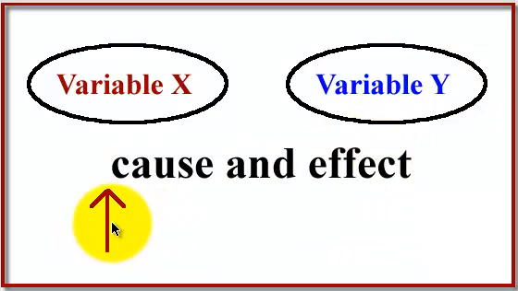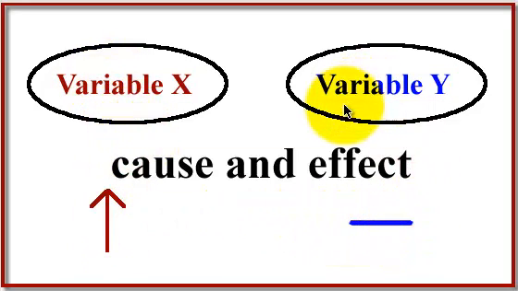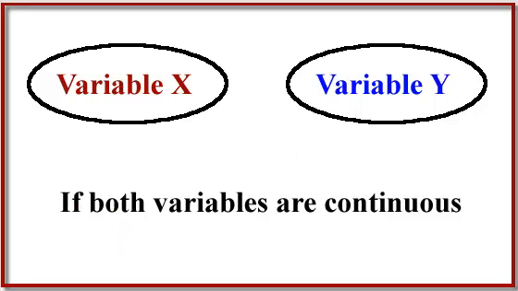When one value goes up, what does the other variable do? Does it go up as well? Does one variable's increase cause the other variable to increase? Or vice versa, does one variable's increase cause the second variable to decrease? Or does one variable's increase not cause the other to do anything? The second variable just kind of sits there.